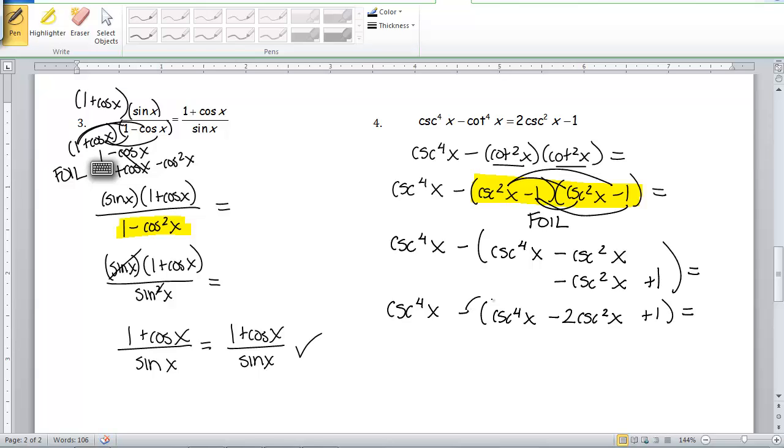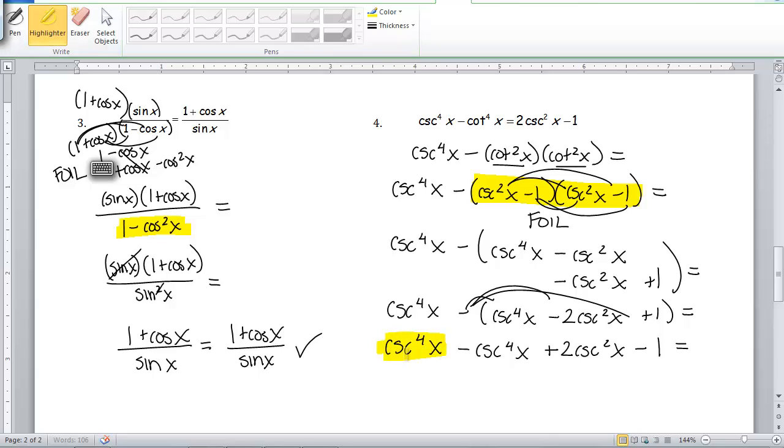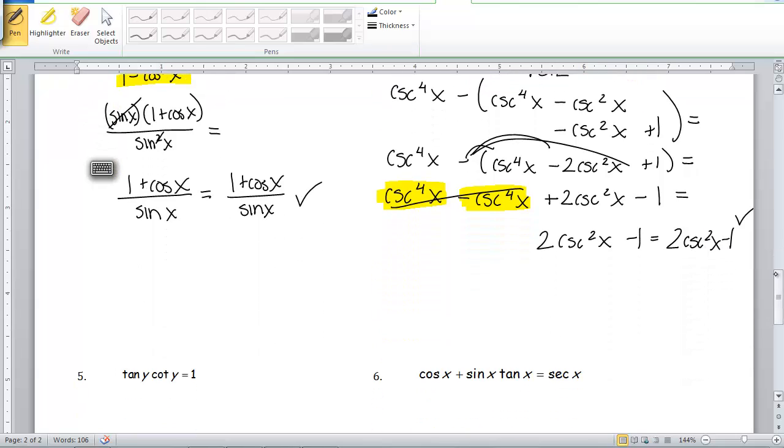If I now distribute my negative sign, that's going to give me a negative cosecant to the fourth x plus 2 cosecant squared x minus 1. And now I notice that I have a positive cosecant to the fourth and a negative cosecant to the fourth, which cancel out, leaving me 2 cosecant squared x minus 1, which is again what we wanted. Why don't you now take a look at number 5. When you're done, compare it to the video.